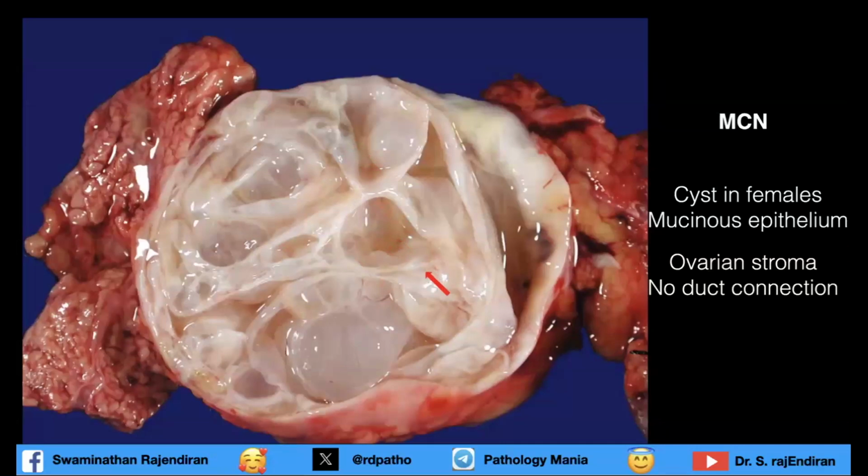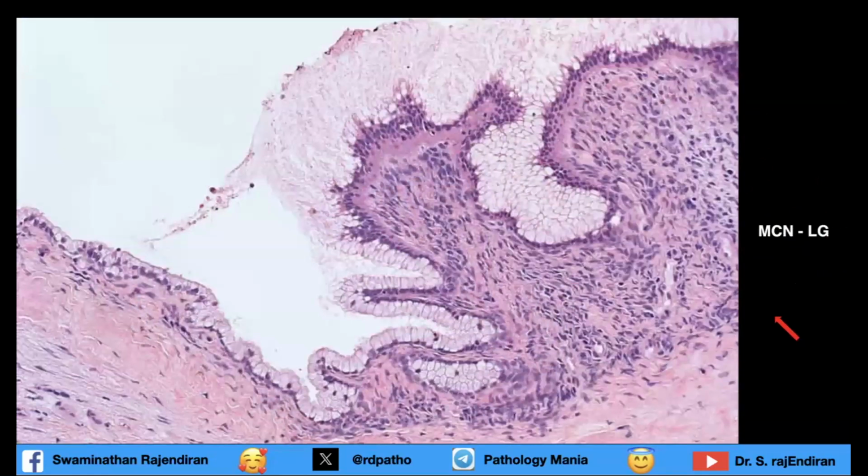And another thing I forgot to mention, the mucinous cystic neoplasms are seen only in females. Remember, I mentioned we see ovarian type of stroma, so it is seen only in females. And more importantly, no duct connection. See the ovarian type of stroma, mucinous epithelium. This will look like a mucinous cystadenoma of the ovary, but it is in the pancreas. And this is low grade.